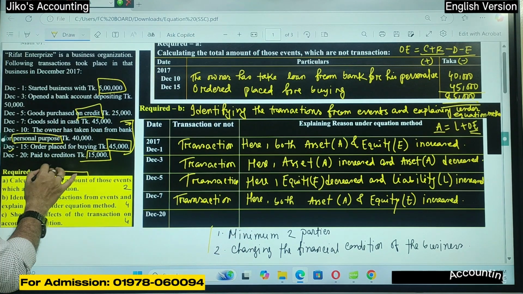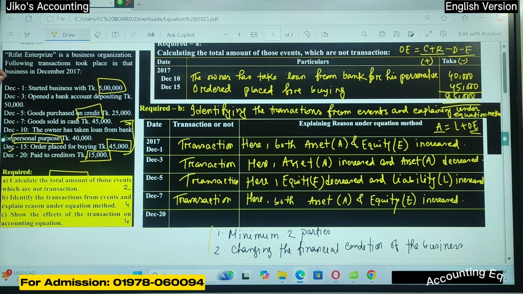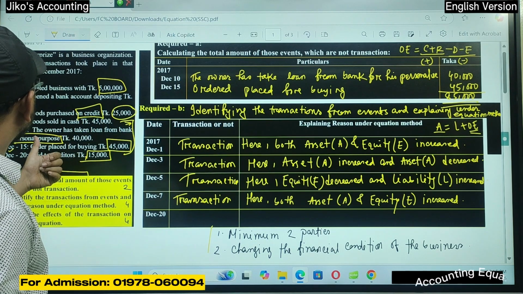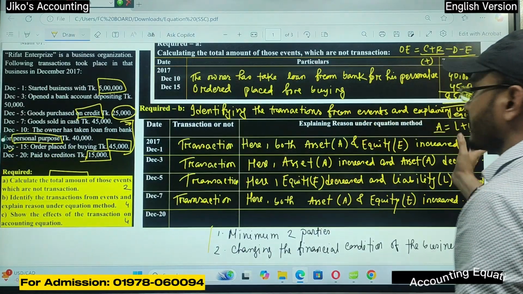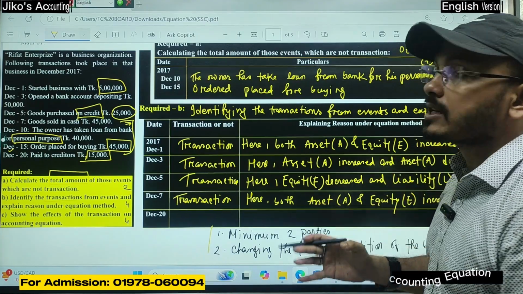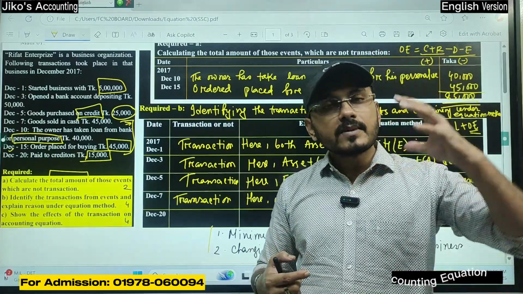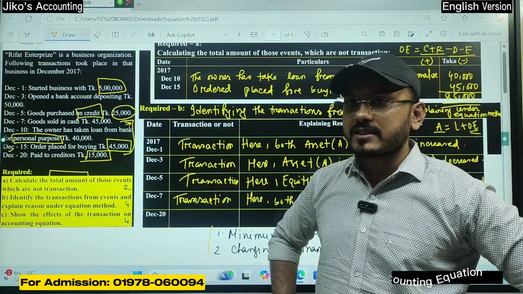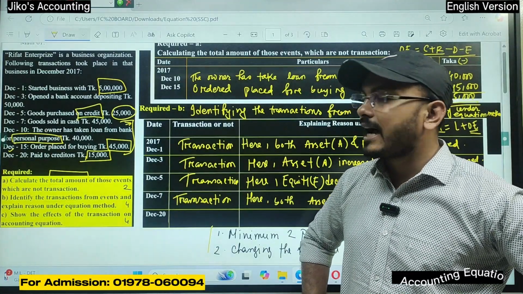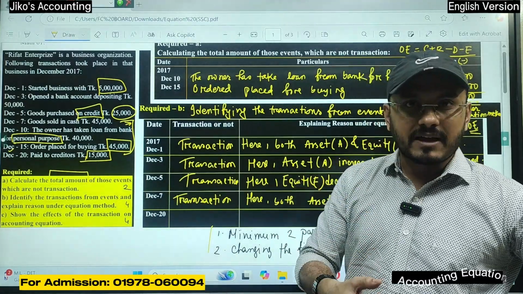And the last one, paid to the creditors taka 15,000. You can see here what my liability was previously, 25,000. At that time, I was bound to pay the creditors 25,000 taka. But at the end of December, I have already paid him 15,000. That indicates the reduction of the liability.